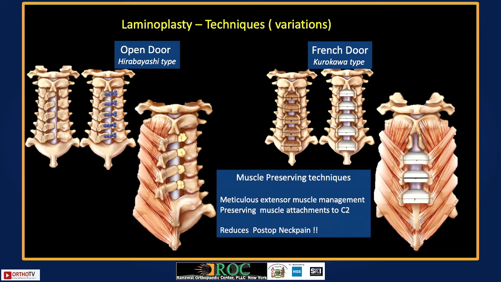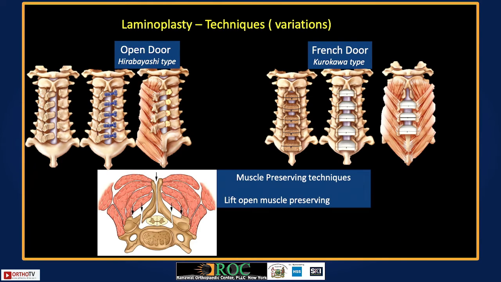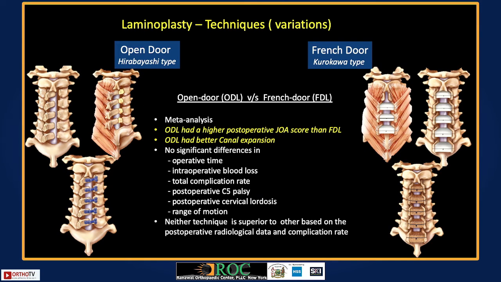So especially the muscles which have to be preserved on the C2 spinous process are very important. Again, there are multiple variations in these options, especially coming from the Japanese literature, and these are the guys who are experts in laminoplasty. So what is the difference?